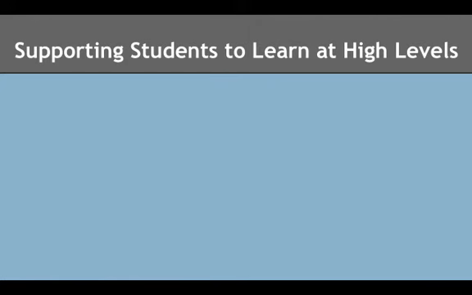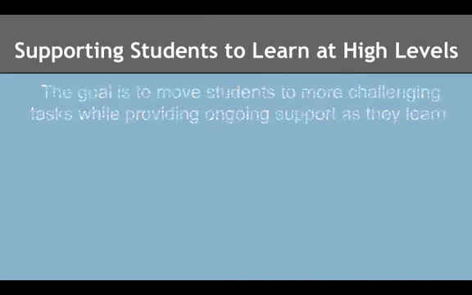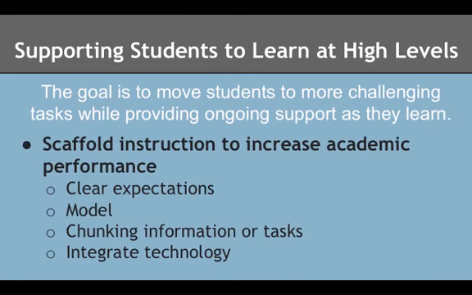The second aspect of rigor involves supporting students to learn at high levels. Remember, the goal is to move students to more challenging tasks while providing ongoing support as they learn. The teacher should always be thinking, what extra support might my students need in order to learn at high levels? For example, do they need modeling, chunking information or tasks, integrating technology, and clear expectations?